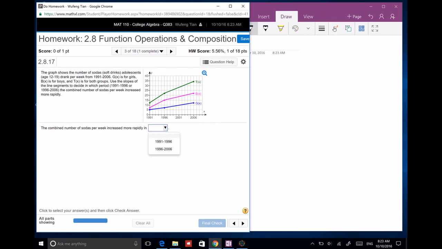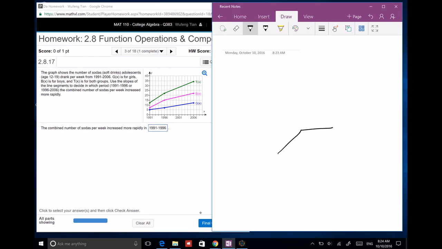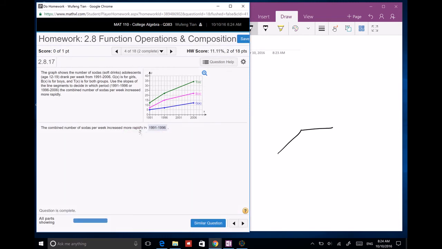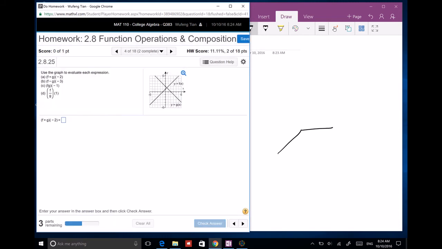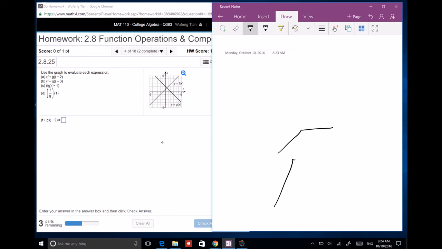So just look at the slope. Which slope is more steep? We can tell that it's the combined per week that increases more rapidly. It's going to be green, the combined, from 91 to 96. It's more steep. The other one is first steep, then a little bit flat. Okay, so that's why. And then f plus g at negative 2.